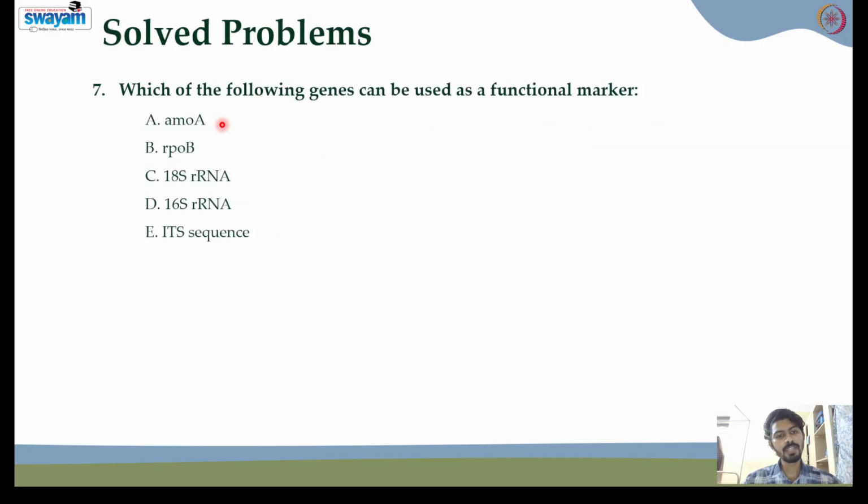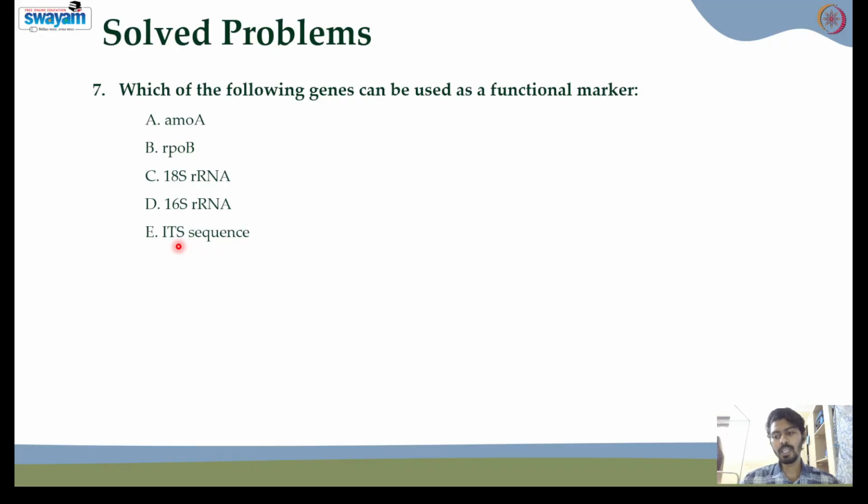Which one of the following genes can be used as a functional marker? Option A, amoA gene. Option B, rpoB gene. Option C, 18S rRNA. Option D, 16S rRNA. And option E, ITS sequences. So among these sequences, which can be used as a functional marker?